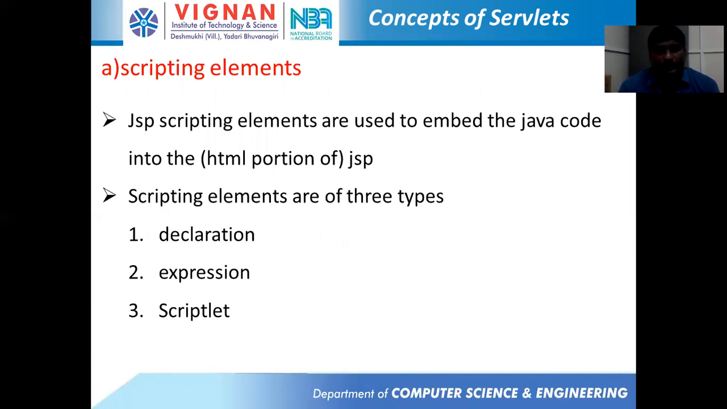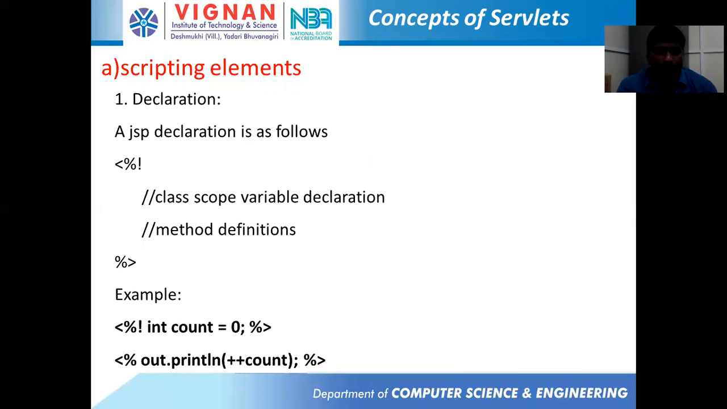So what is the syntax of these things? How to write? I'll give examples. So declaration. This is the syntax of the JSP declaration: angle bracket, percent, exclamation mark. No spaces between them. This is the opening of the declaration, and this is the closing, percent and angle bracket. Between these, you can write Java code.